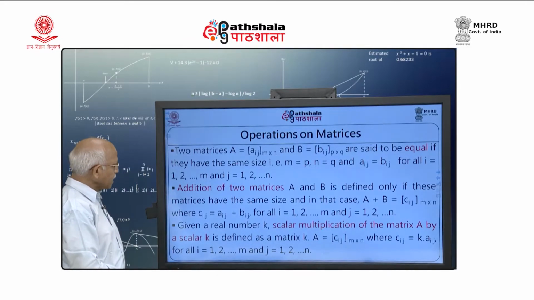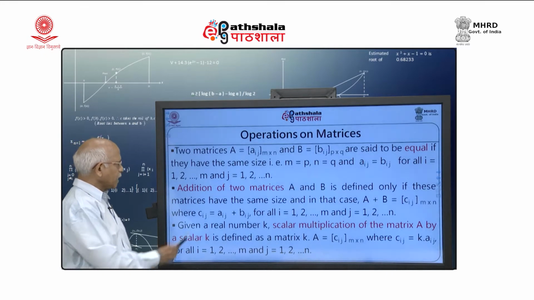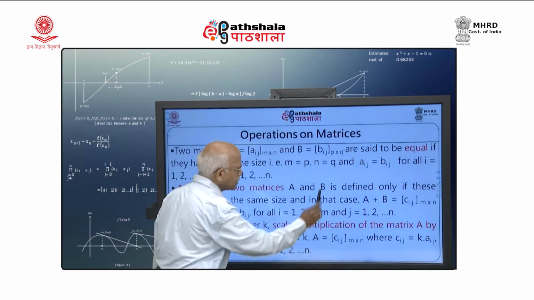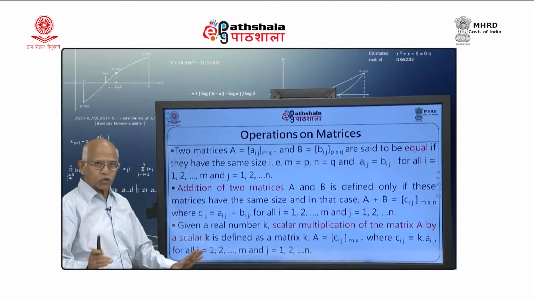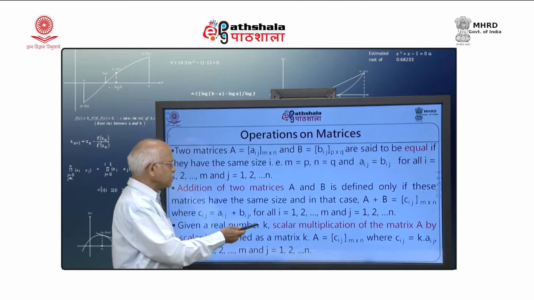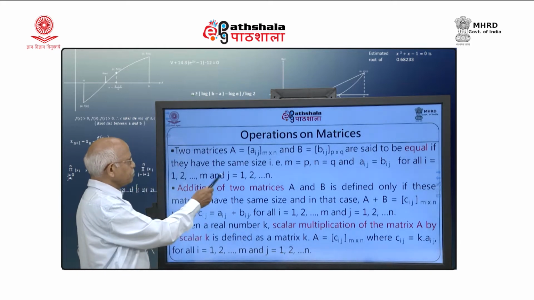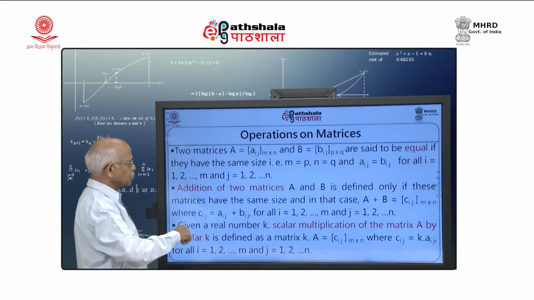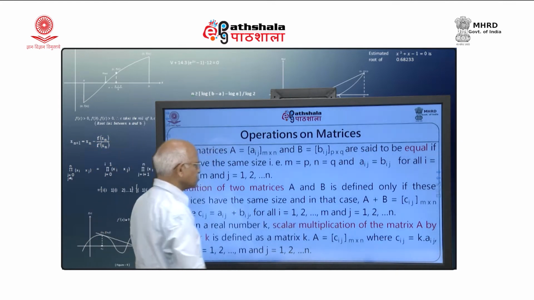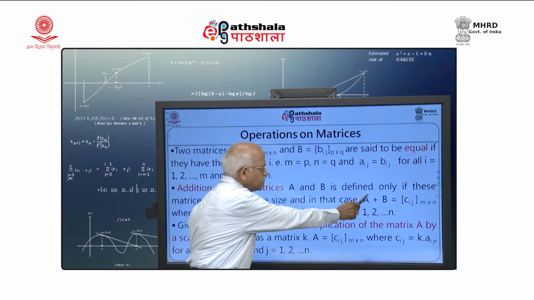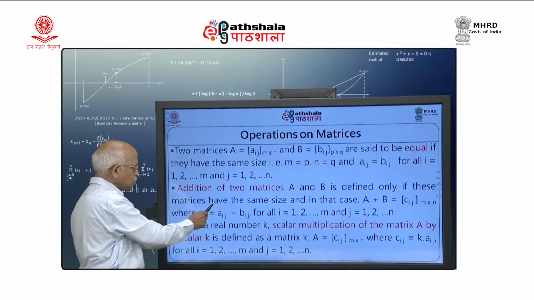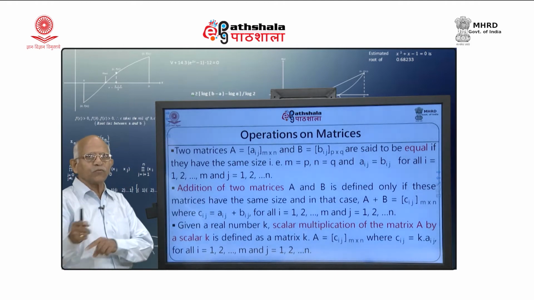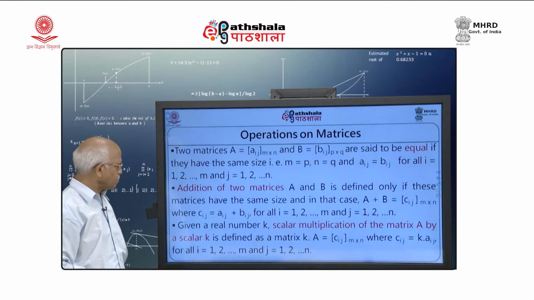Now, we define addition of two matrices. Addition of two matrices A and B is defined only if these matrices have the same size, otherwise addition is not defined. So, if they are the same size, it means your m should be equal to p and n should be equal to q. In that case A plus B will be given by the m cross n matrix Cij, and Cij will be nothing but the sum of each individual element. So, element by element we add if the size is same.